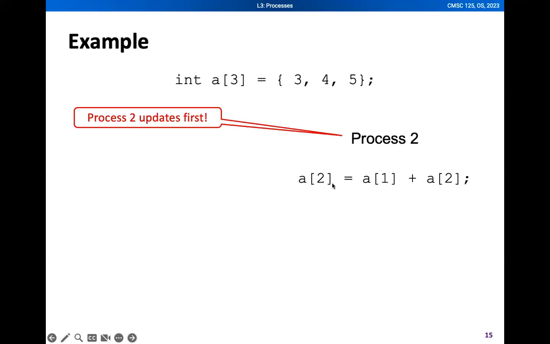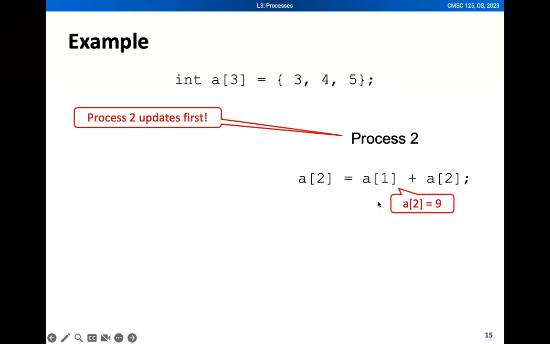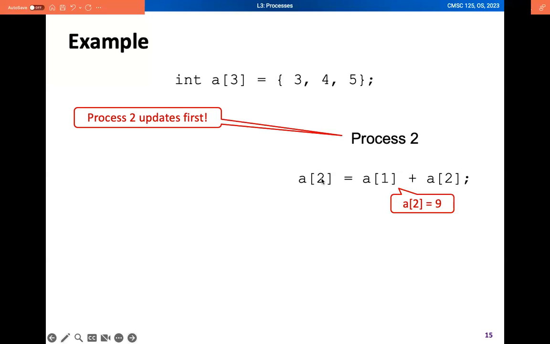Right? So what happens if process 2 updates first, or is run by the CPU first? In this case, A[2] will be 9. So it updates A[2] first.